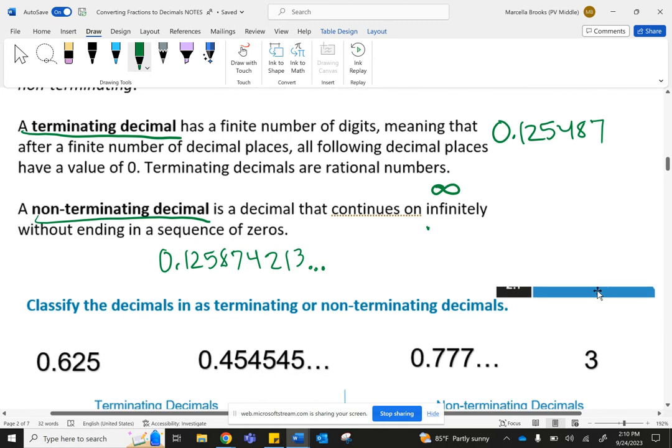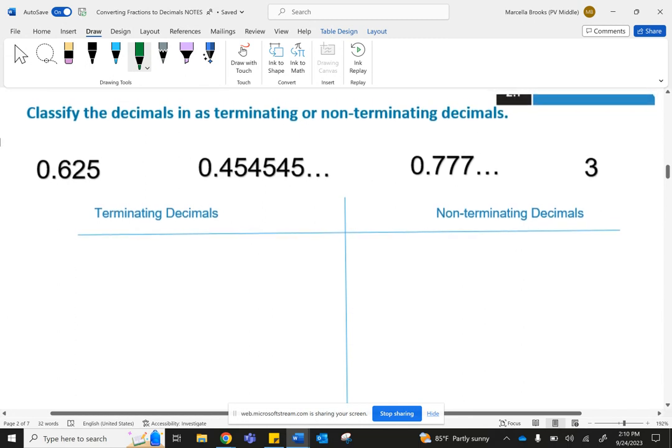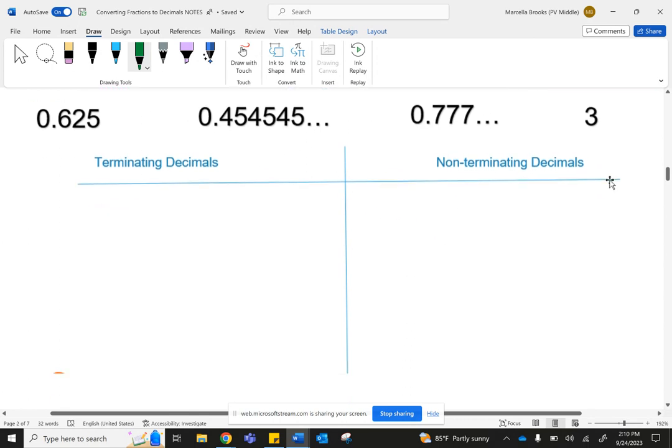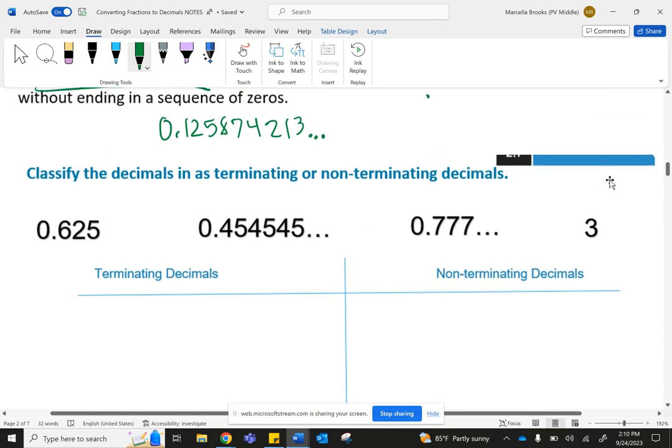Okay. So to practice that, I want you to classify these 4 decimals as terminating or non-terminating. 0.625, is that a terminating decimal or a non-terminating decimal? 0.45454545, is that terminating or non-terminating? 0.77 dot dot dot, is that terminating or non-terminating? And then 3.